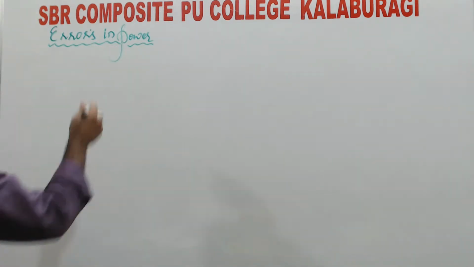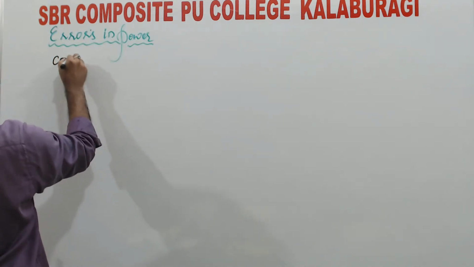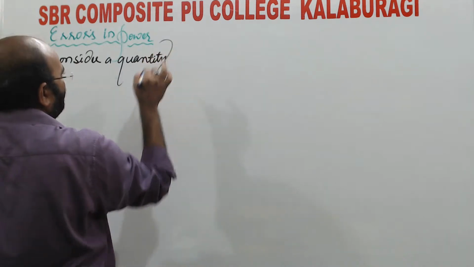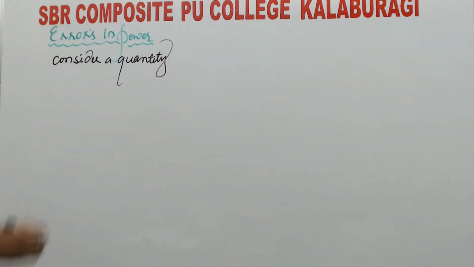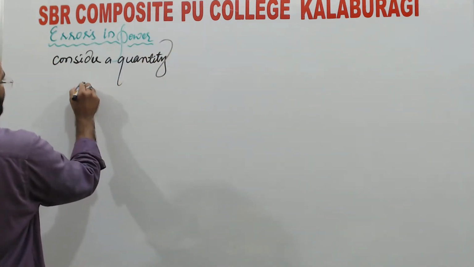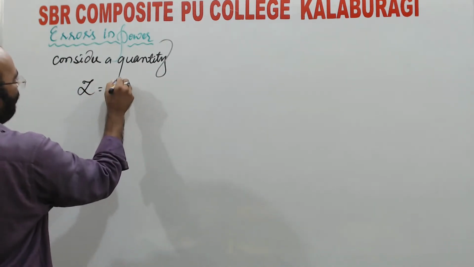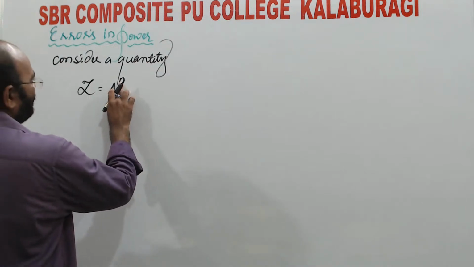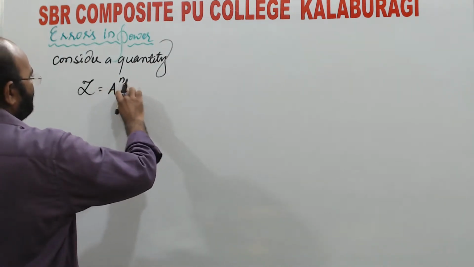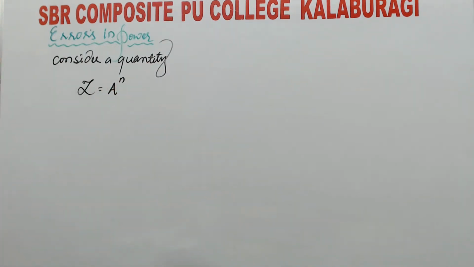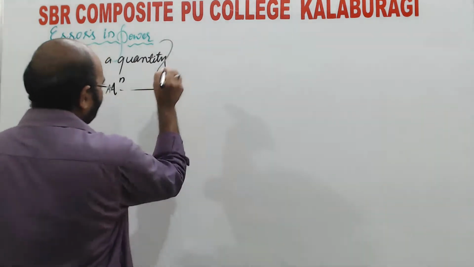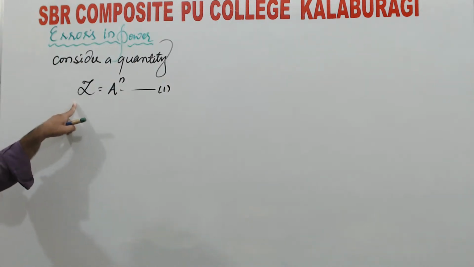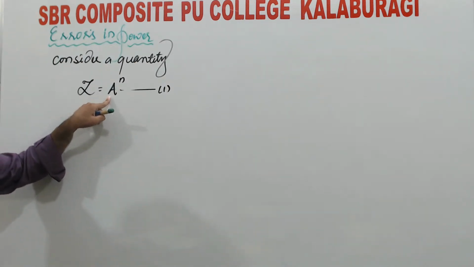For example, consider a quantity. The quantity will be, again, Z is equal to a to the power n. I will use this. Z is equal to a to the power n. Call this equation number 1. How much the error associated with Z can be given as, and how much the error associated with a can be given as.